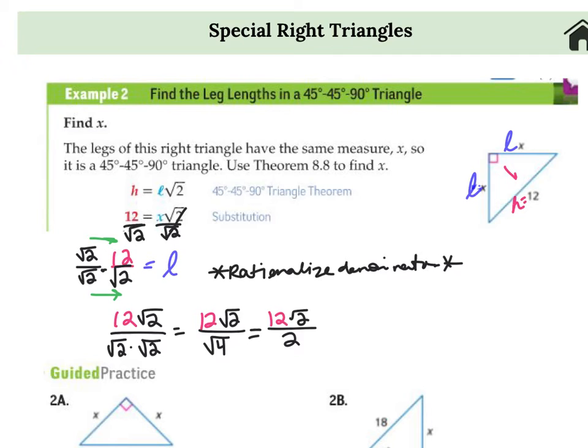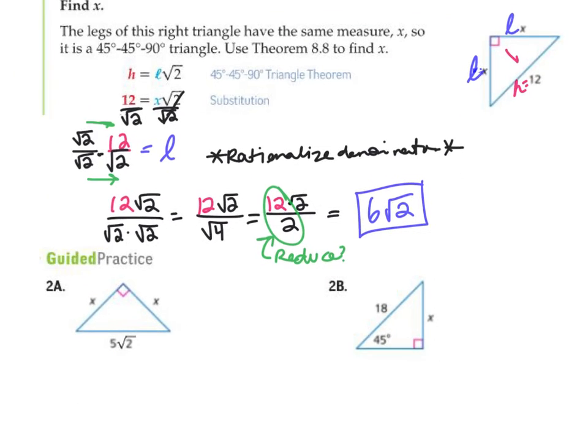But we need to look and say, okay, I have 12 over 2. Can this right here reduce any more? 12 over 2. All right, it can. So our leg is going to be a total of 6 square root of 2. Okay? So one little thing I wanted to show you guys, I'll show it in a second, actually.